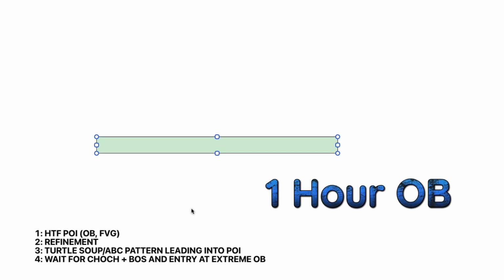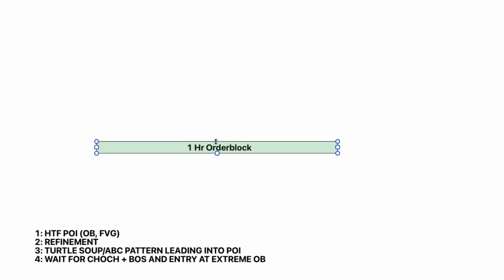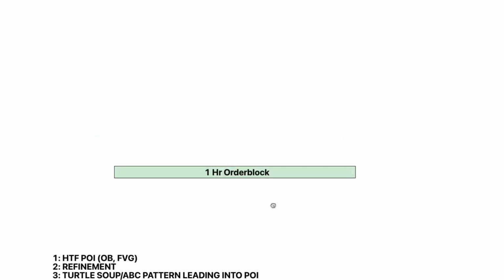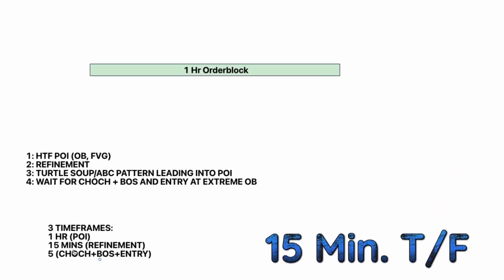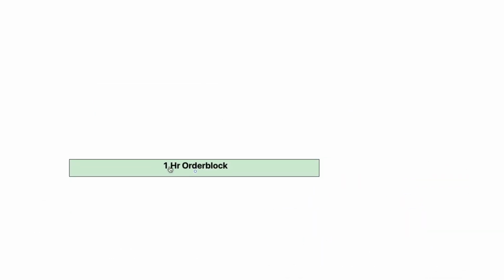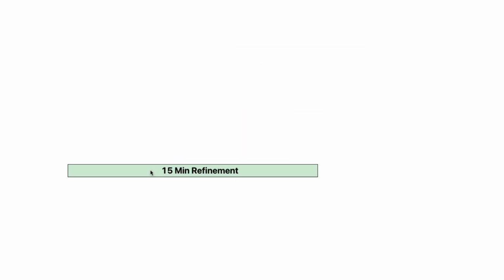So let's say this right here is your 1 hour order block. Now, what we want to do is go back to the 15-minute time frame. For this, our high time frame is 1 hour, and for refinement, we are going to use the 15-minute time frame. You're going to see that your POI will get smaller when you refine it. So I'm just going to call it the 15-minute refined OB, and let's make it smaller.